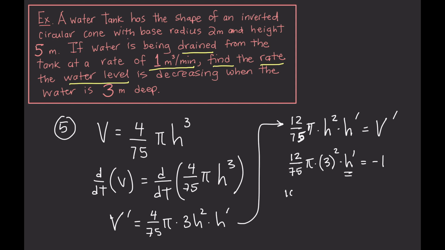108 pi over 75 times H prime is equal to -1, or H prime is equal to -75 over 108 pi. That's meters per minute.